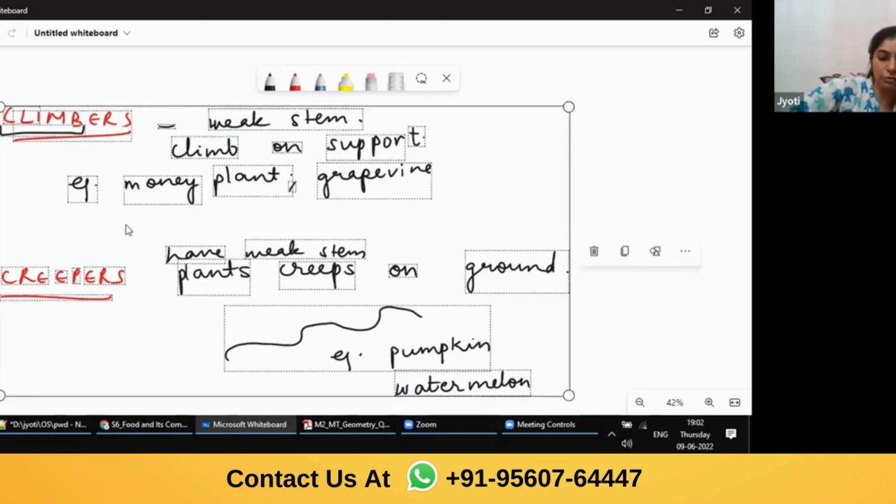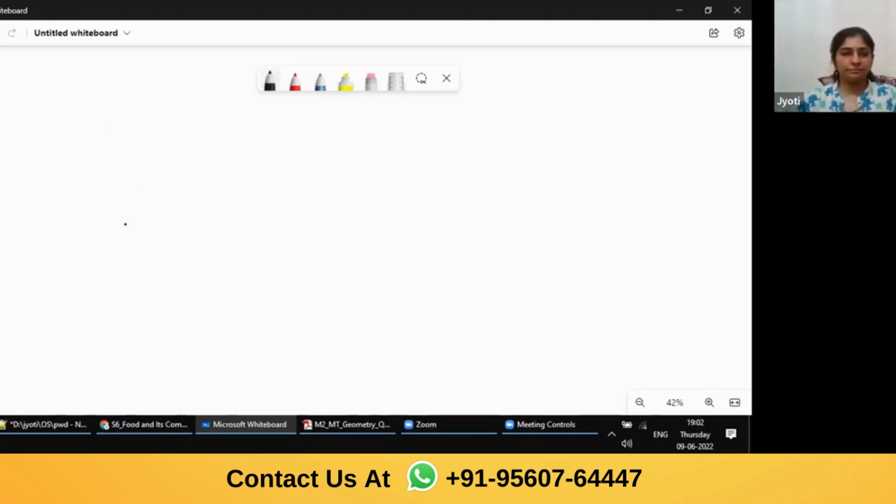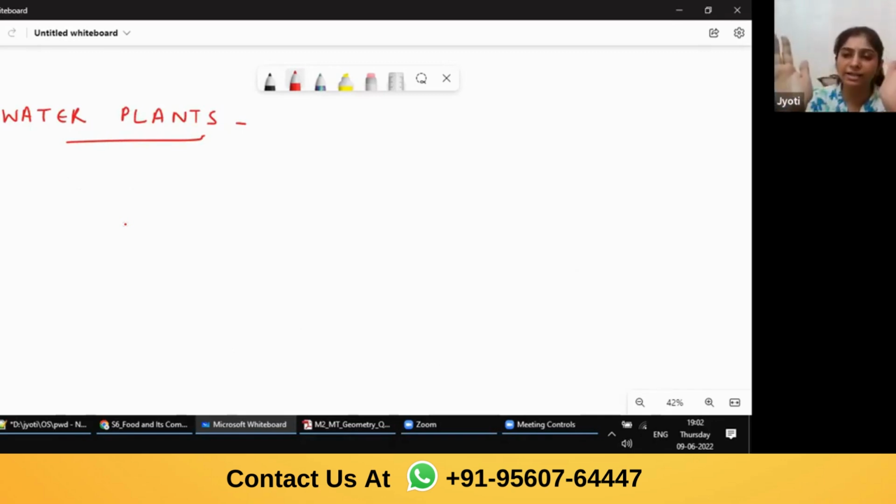Next we come to water plants. As the name suggests, water plants are what? Which grow in water. They are water plants. Yes, or we can say aquatic plants. The other name is aquatic plants also. So for these plants, water plants or aquatic plants, please don't write. First understand. You are here to understand first. Writing is a secondary thing. Everything is there in the content.